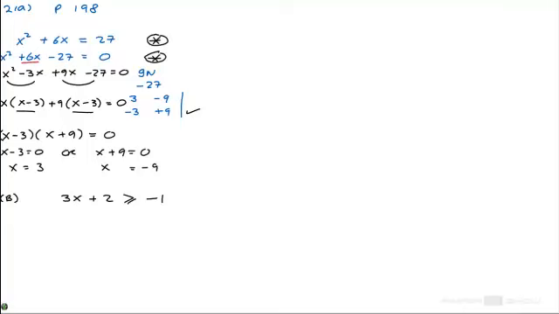We might just stick that in anyway. To tackle something like this, hopefully what you remember is you just treat it as if the inequality was an equal sign. So the 3x stays where it is, x is to one side, numbers to the other.